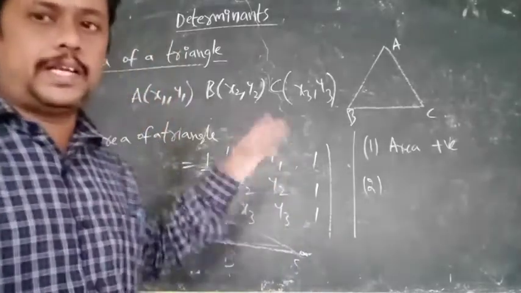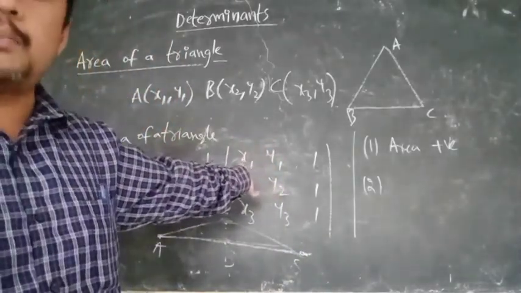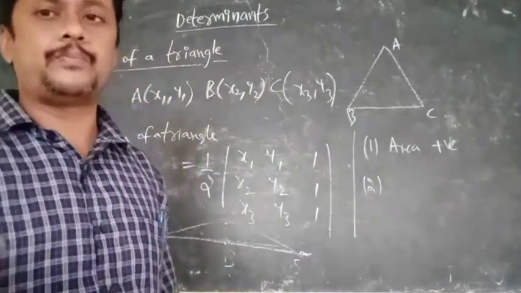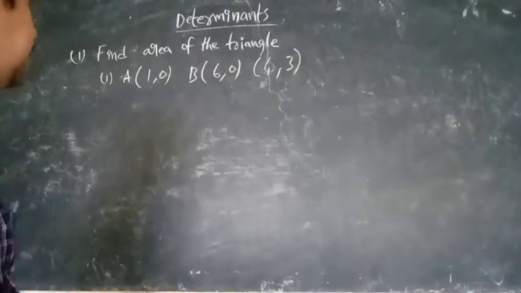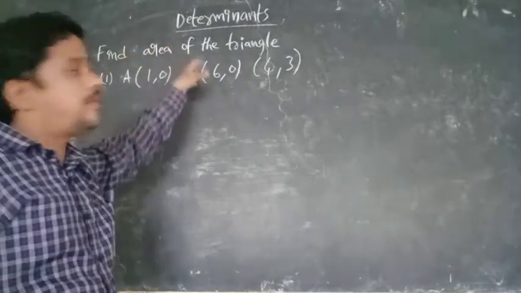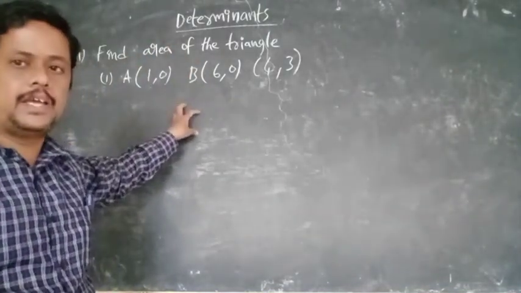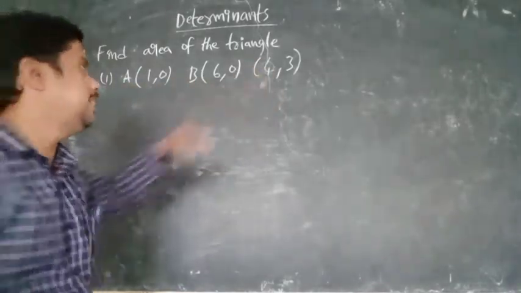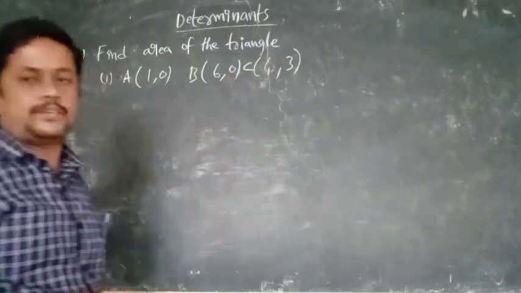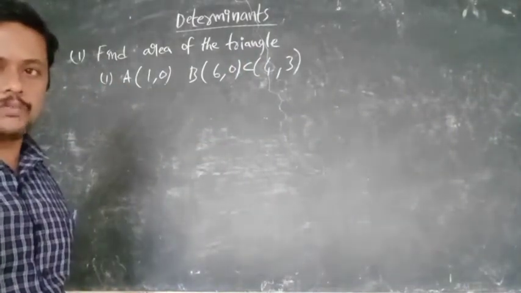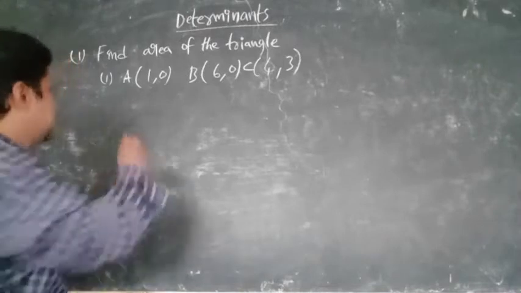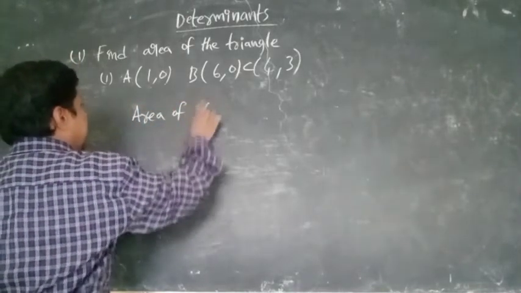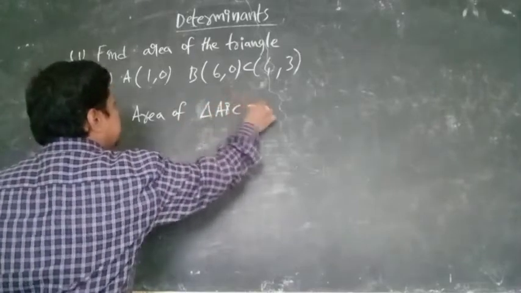So let us move to the problems. Problems are very important for the PU examination. Find the area of the triangle if the vertices are A (1, 0), B (6, 0), C (4, 3). First you have to write the area of the triangle formula. If you write this, you will get 1 mark. Area of triangle ABC is equal to what is the formula?